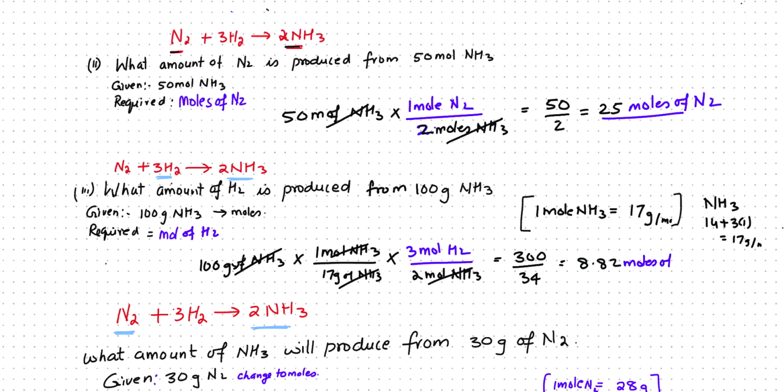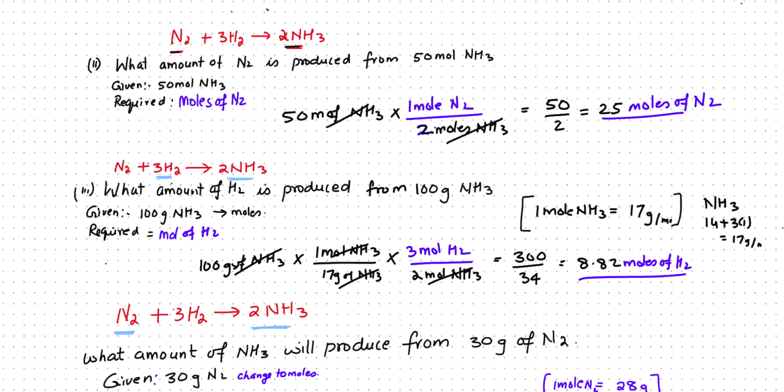So grams given, grams into, we convert into moles. We know 1 mole of ammonia is 17 grams. So here the given is grams, so we write down grams also. So 17 grams ammonia equivalent to 1 mole, times mole ratio. Mole ratio is 3 moles of hydrogen makes 2 moles of ammonia.